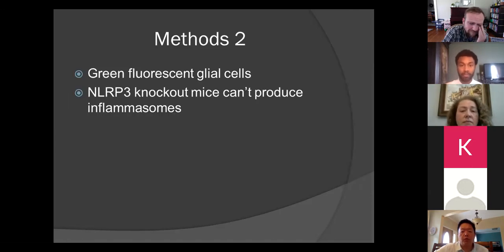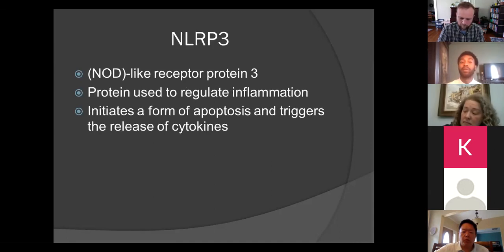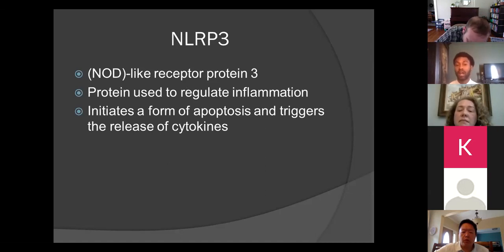Now moving to the second part of the method, the second experiment of this second study, it's showing green fluorescent glial cells. The difference is that these mice are NLRP3 knockout mice, which means they don't have NLRP3. They can't produce these inflammasomes. NLRP3 is NOD-like receptor protein 3, that's the actual name of it. What they do is regulate inflammation. The way they do this is they initiate apoptosis and trigger the release of cytokines.